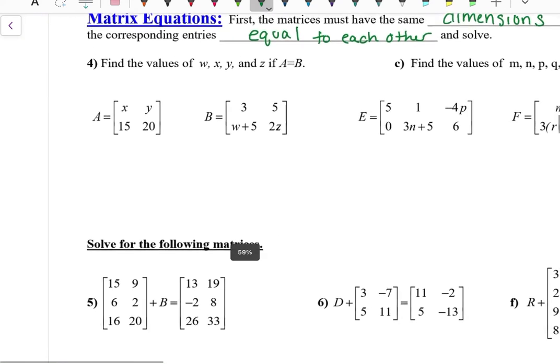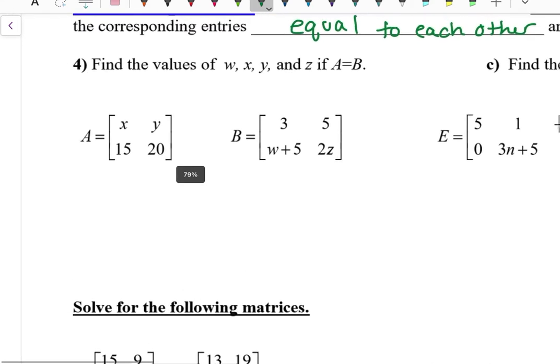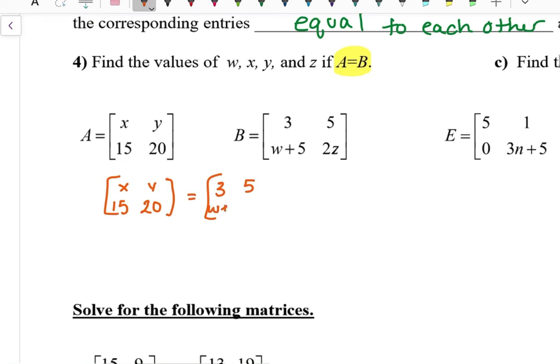So if we're looking at number 4, we need to find the values of w, x, y, and z. We know that these two matrices, A and B, should be equal because it says A is equal to B. So what I can do is I can set these two matrices equal to each other. So x, y, 15, 20 is equal to 3, 5, w plus 5, and 2z.